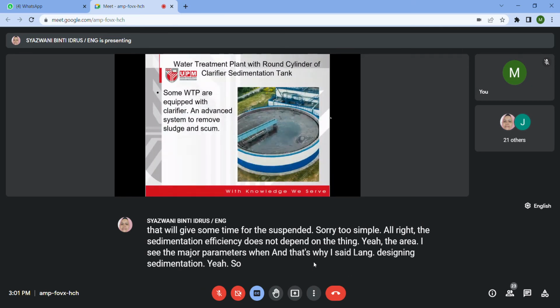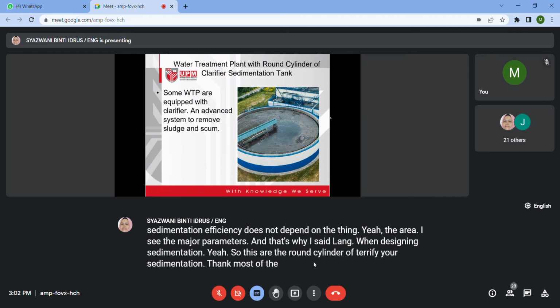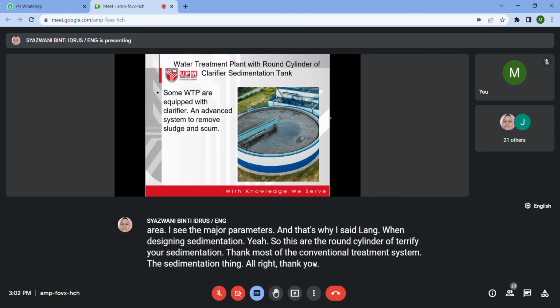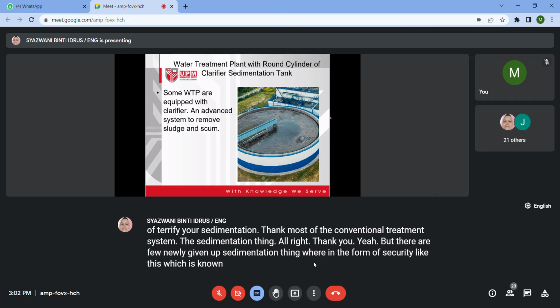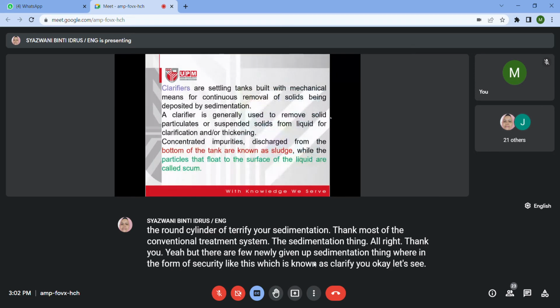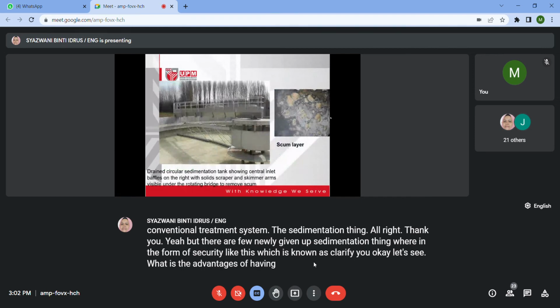These are round cylindrical clarifier sedimentation tanks. In most conventional treatment systems, the sedimentation tanks are rectangular. But there are a few newly developed sedimentation tanks in circular form like this, which are known as clarifiers. Let's see what the advantages of this kind of system are.